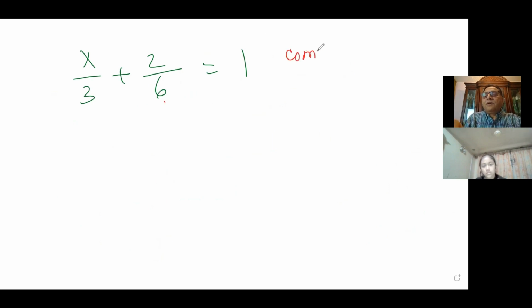Yes. Now let's take up examples like x over 3 plus 2 over, let us say, 6 equals, let's say, 1. How am I going to solve this question? Tell me. Multiply 3 on both the sides. Why not 6? So we have to take the common denominator.